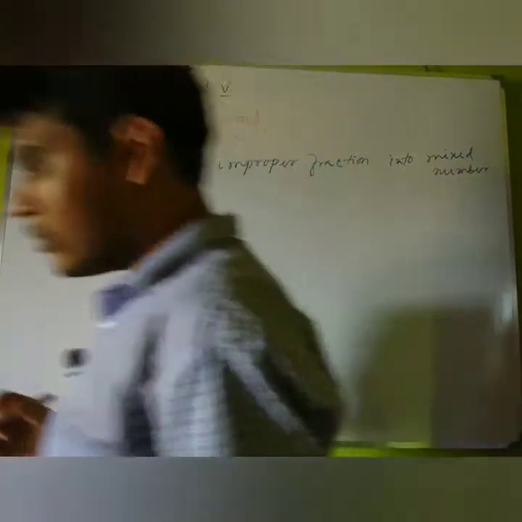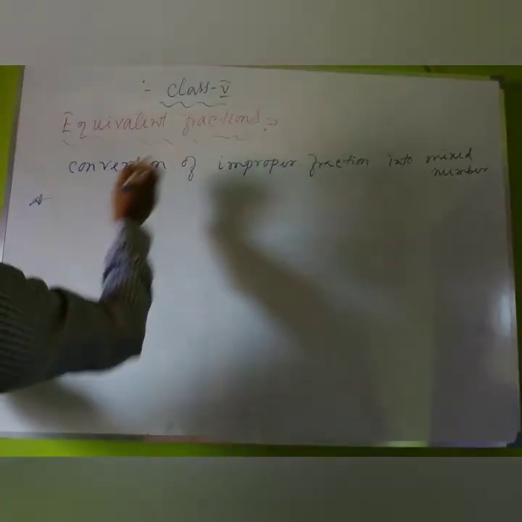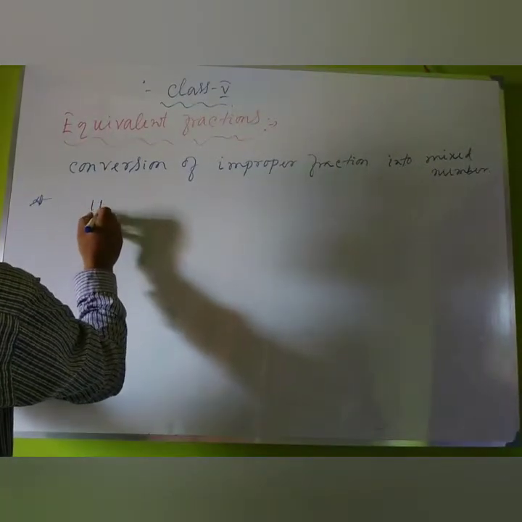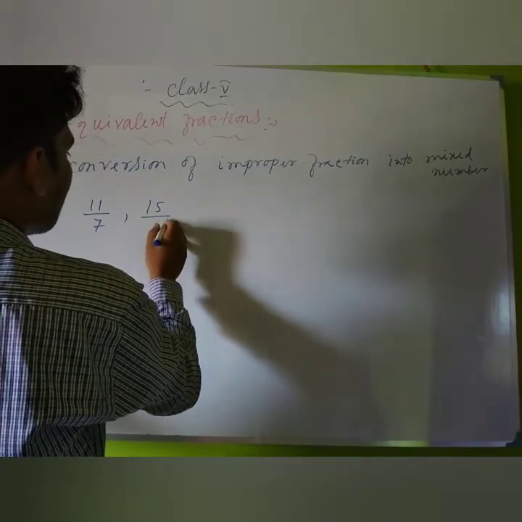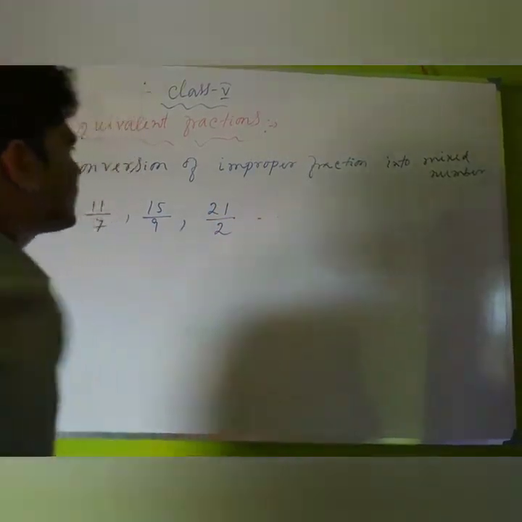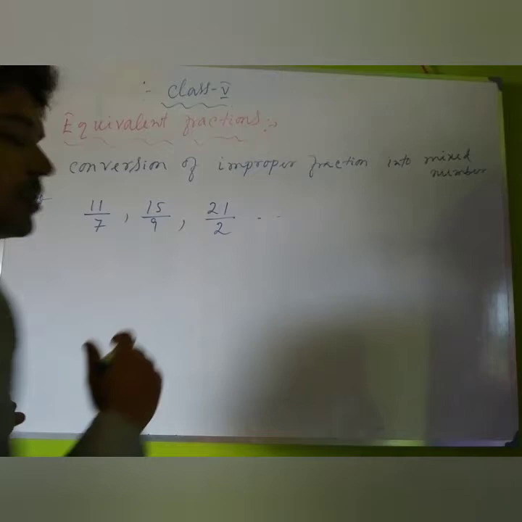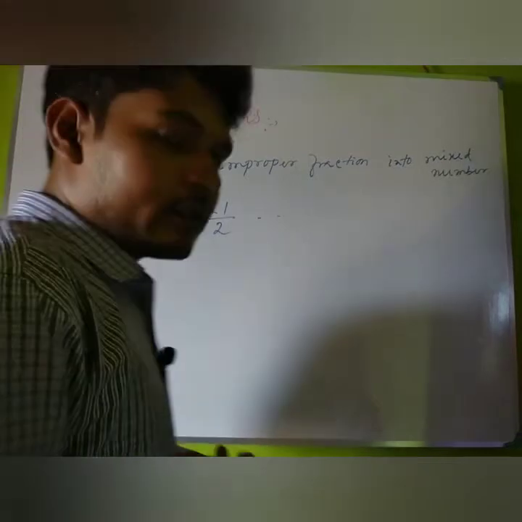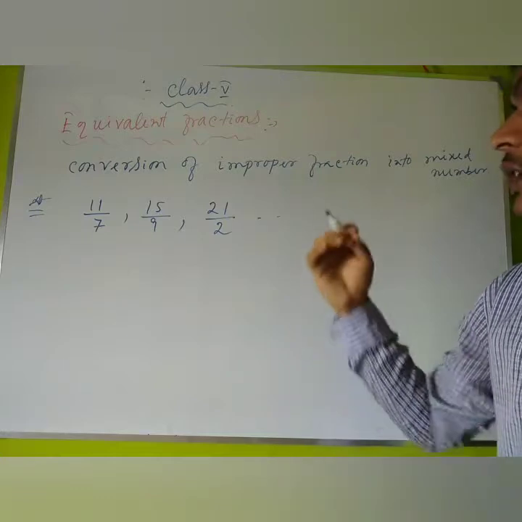Okay, you know what an improper fraction is? The fraction which has the numerator greater than the denominator. That means 11 by 7, 15 by 9, 21 by 2. All of these are improper fractions. Okay, now how do we convert this fraction into a mixed number? What is a mixed number? Which contains a whole with a proper fraction, that is called a mixed number.